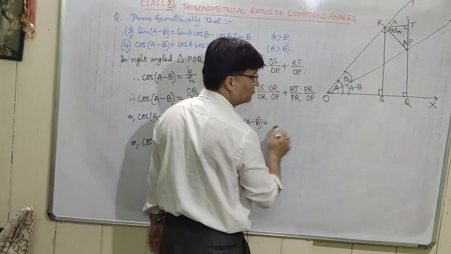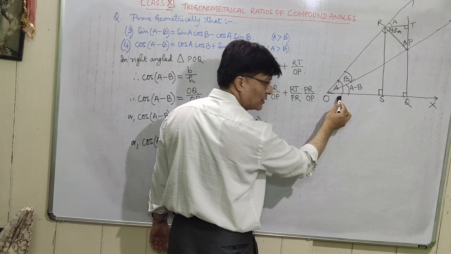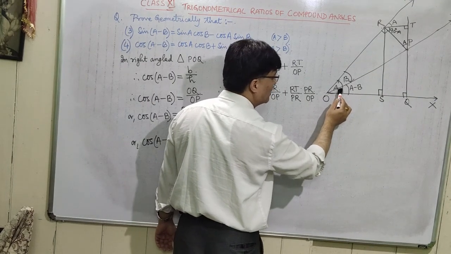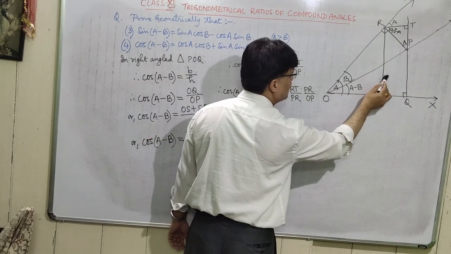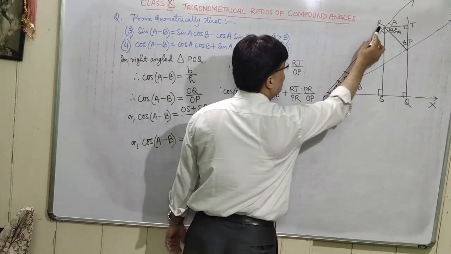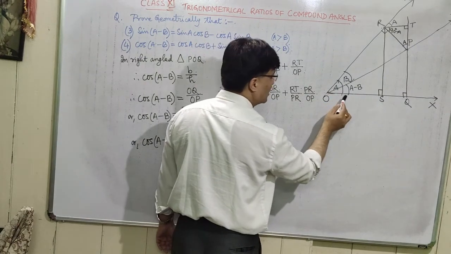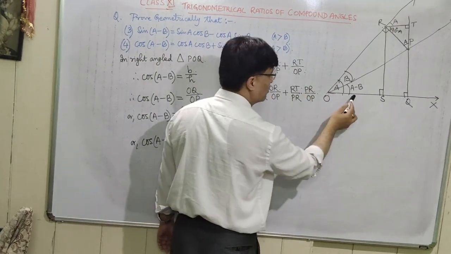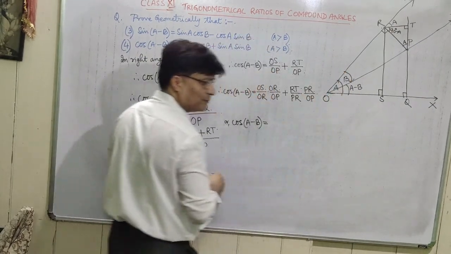ROS is a right angle triangle. So here angle A is considered. The side opposite to the angle A will be the perpendicular. This RS is the perpendicular, OS is the base, OR is the hypotenuse. So this is base upon hypotenuse, so base upon hypotenuse is cos A.